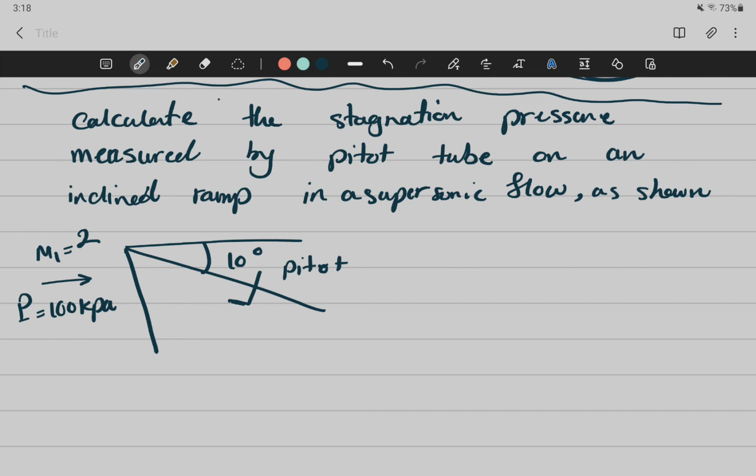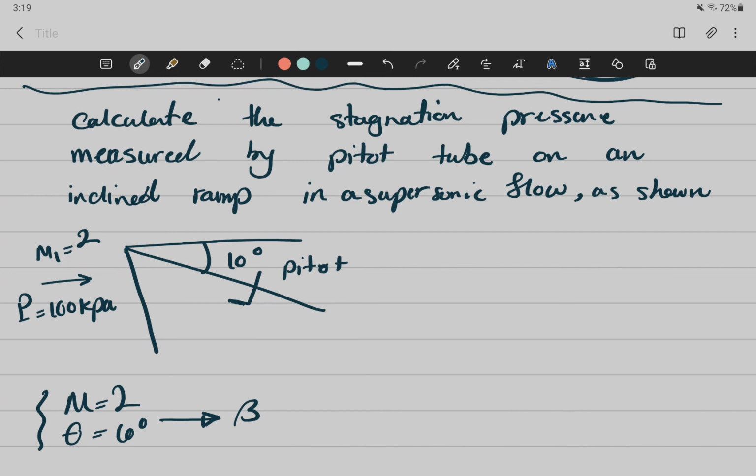Do you want to say something? Okay. So what do we have? We have the M and we also have the theta. We can find beta from the table.